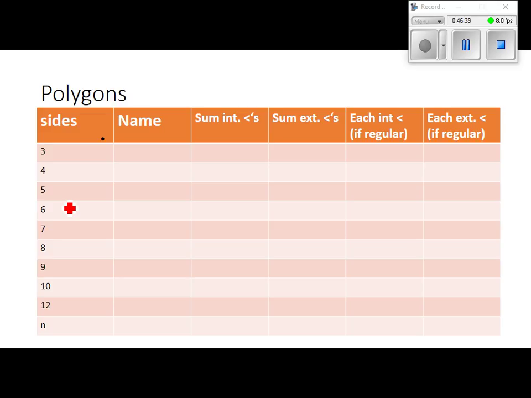Does anybody know a 12-sided? I said it about 3 times already today. Dodecagon. Guess where dodecagon comes from? What does do mean? 2. What does deca mean? 10. 2 plus 10 is 12.